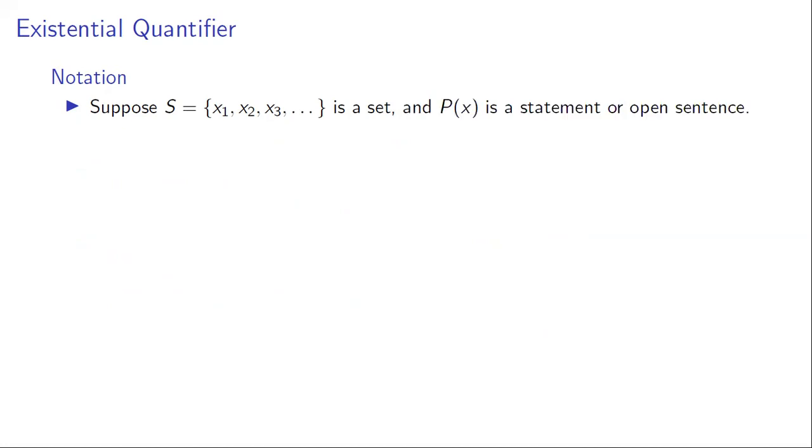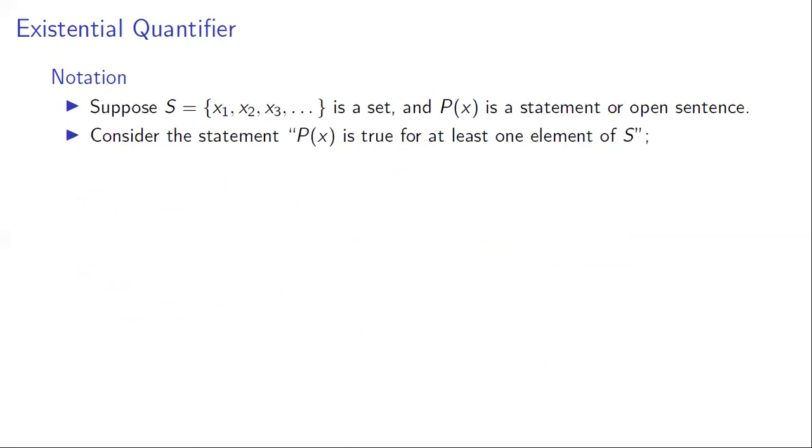Now we talk about the existential quantifier. So again, suppose we have a set S containing elements x1, x2, x3, and so on. And suppose P of X is a statement or open sentence. Consider the following statement. P of X is true for at least one element of S. So we're not claiming that it's true for all elements. We're just claiming it's true for at least one element. Maybe 1, maybe 2, maybe 15, at least one element.